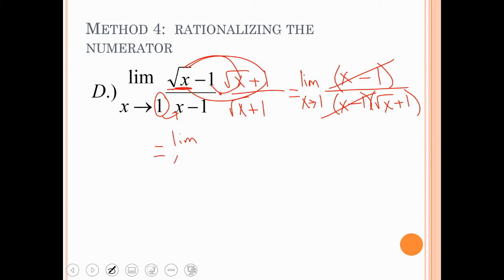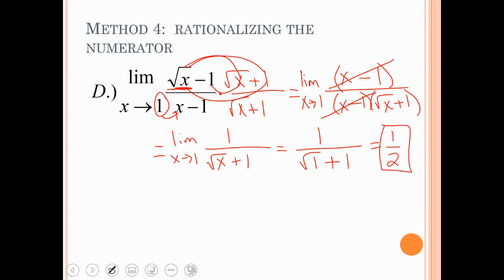So then you have the limit as x approaches 1 of 1 over the square root of x plus 1. And by canceling out that x minus 1, look what happened. You now can plug in that 1. See how I dropped that limit right as I started to plug it in? So this is equal to 1/2.